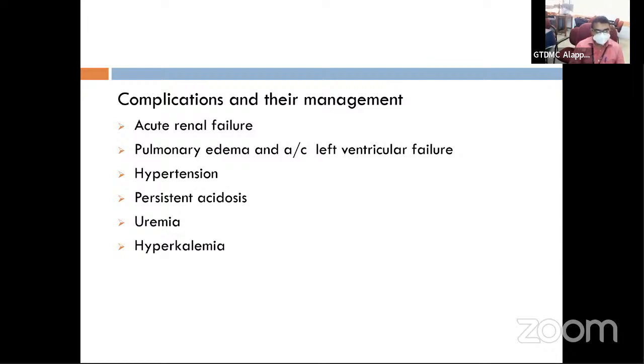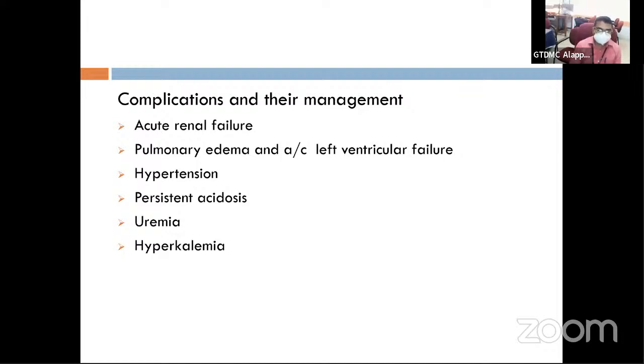Uremia also: if uremia is producing complications like pericarditis, or deterioration of CNS status, or bleeding. Uremia produces bleeding because urea interferes with platelet function. So in uremia there will be platelet dysfunction and this will produce bleeding. So if uremia is producing bleeding or deterioration of CNS status or pericarditis, it is an indication for peritoneal dialysis.